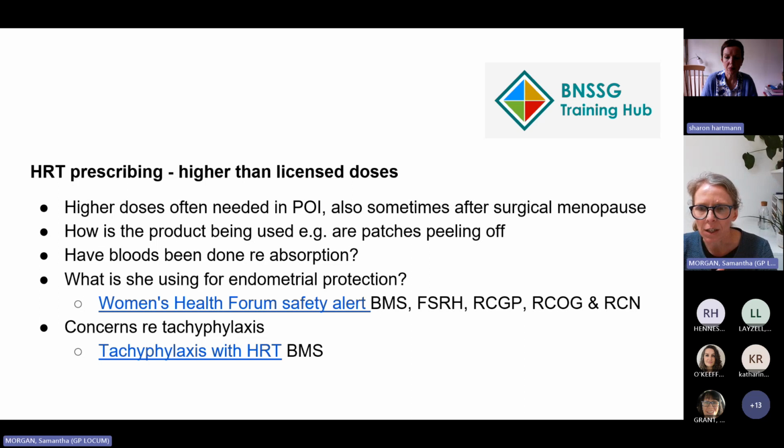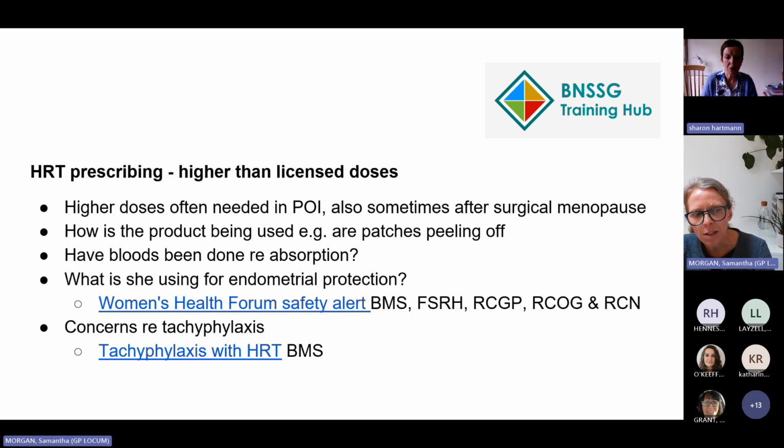And at this dose, 8 pumps, I really want to be confident that she's got adequate endometrial protection. That's a very high dose. So we've got these potential concerns around unopposed estrogen and that risk of endometrial cancer. So really just checking out what she's using for endometrial protection.